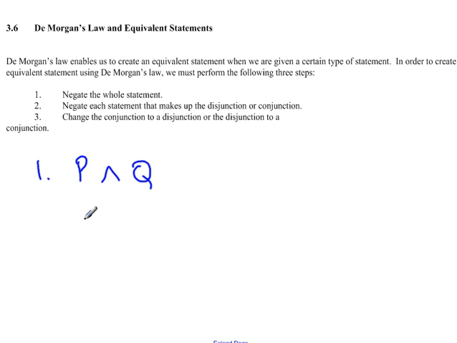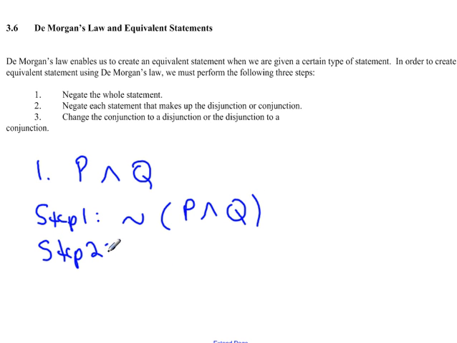Here's the first one. We're going to start with the statement P and Q, and I want to find the logically equivalent statement to that. Since it is a conjunction, I can use DeMorgan's Law. Step one says negate the whole statement. Remember, that means either put in negation parentheses or take out negation parentheses. You don't see a negation parentheses, so put it in. That's step one, negate the whole statement.